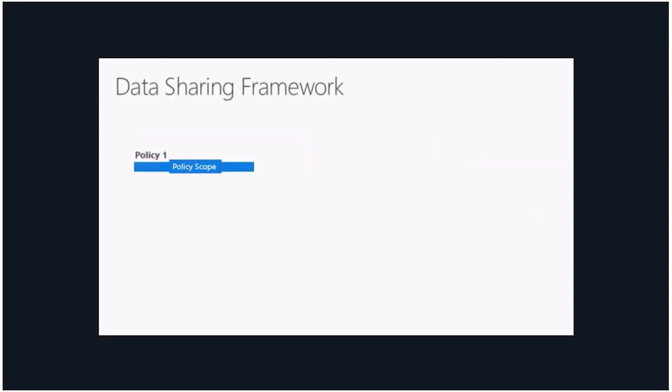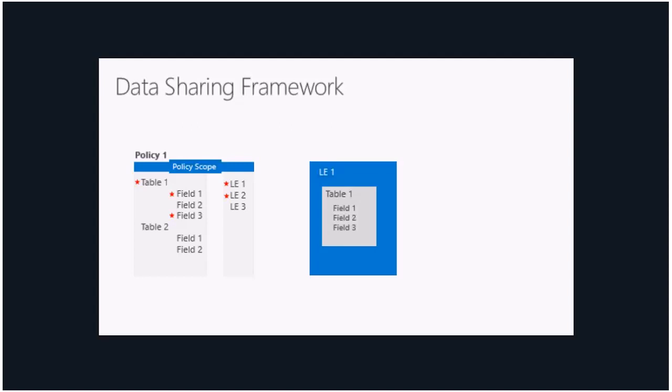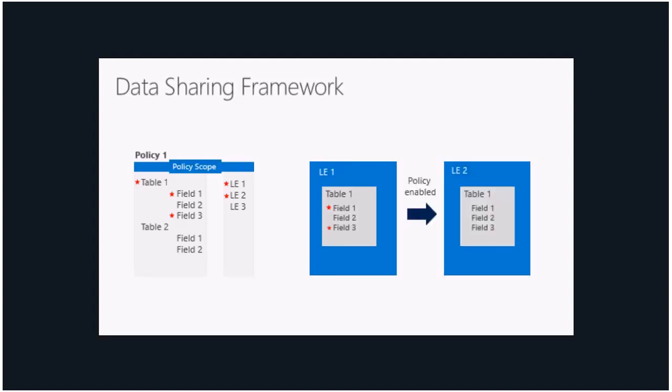Let me take one scenario. If I have one policy where I can have several tables, but for those tables I just want to pick two fields from that table. And I have three legal entities, and I can target just two legal entities. Once I enable that policy, the system will replicate the data to that second legal entity, and it will keep that data in synchronization between these two legal entities.